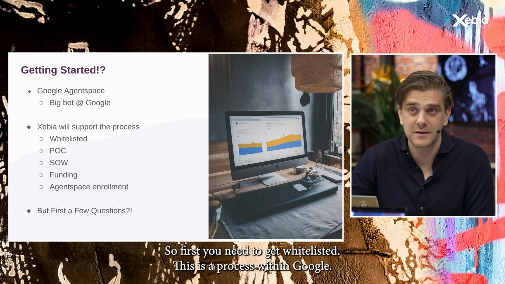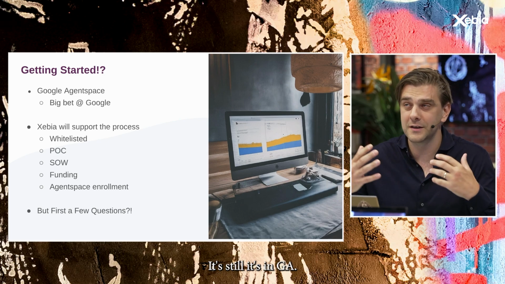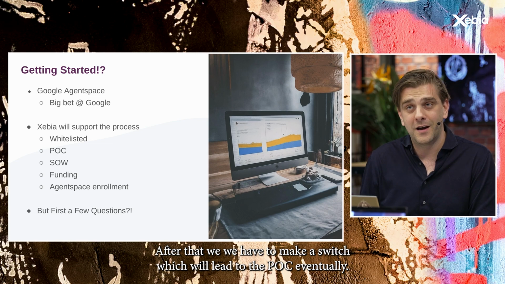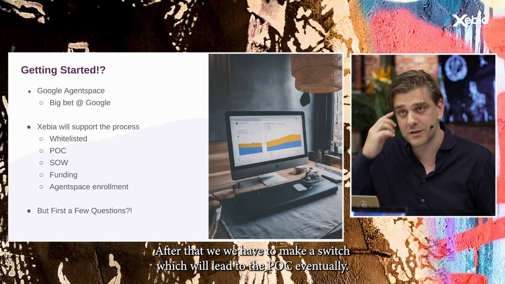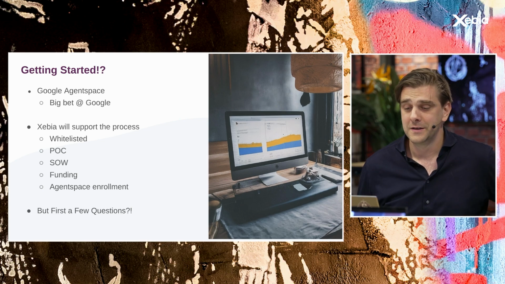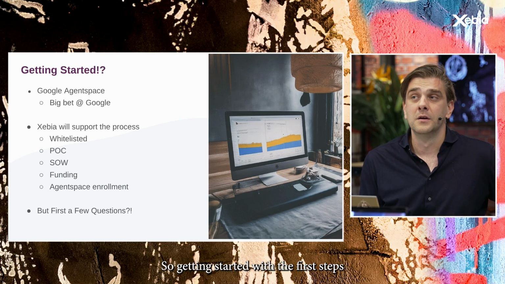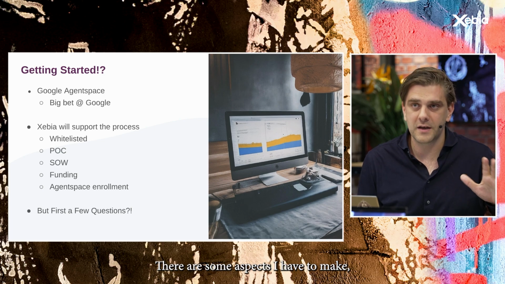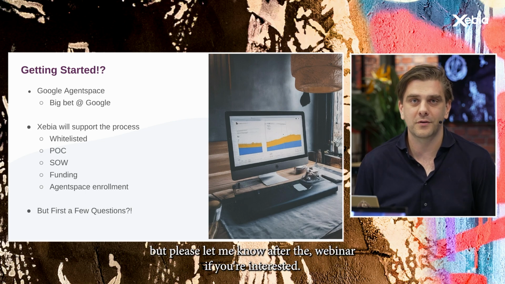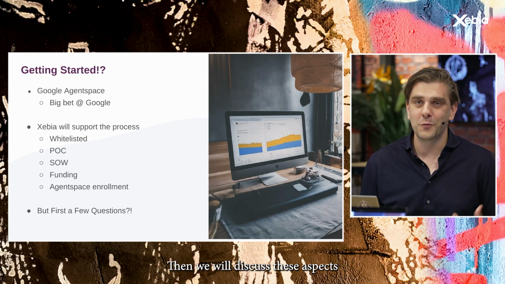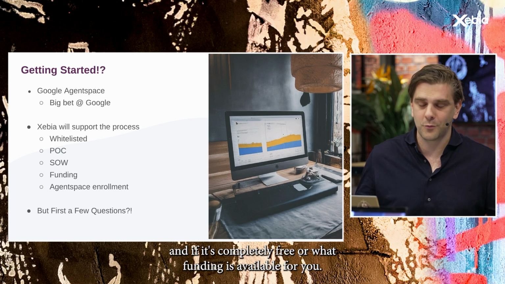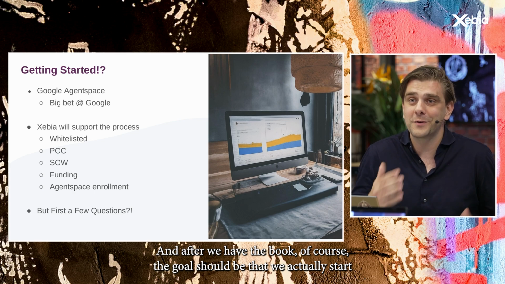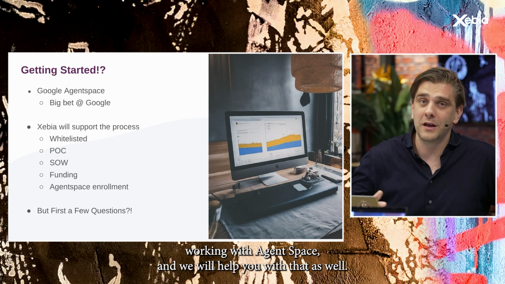So first you need to get whitelisted. This is a process within Google. It's in GA, but not everybody is just allowed to join AgentSpace. So we help you with that. After that, we have to make a SOW, which will lead to the POC eventually. And with that comes a lot of funding. So getting started with the first steps within AgentSpace is often fully funded by Google. There are some asterisks I have to make, but please let me know after the webinar if you're interested, then we will discuss these asterisks and whether it's completely free or what funding is available for you. And after we have the POC, of course, the goal should be that we actually start working with AgentSpace, and we will help you with that as well.